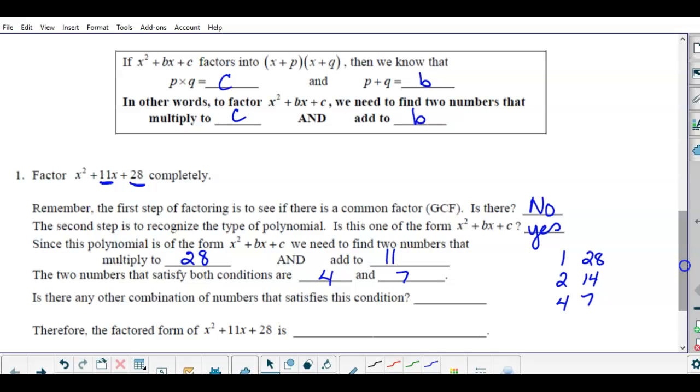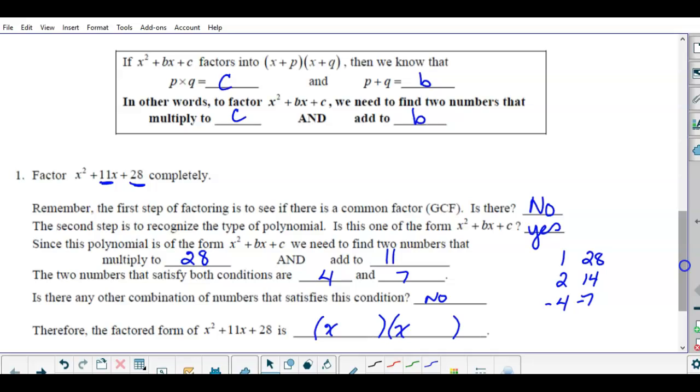No other combination works, because if you had them both negative, they would multiply to positive 28, but they would add to negative 11. So sign is important. But if these are all positives here, then you're going to just deal with positives. So is there any other combination? No. So now we show it with two brackets.